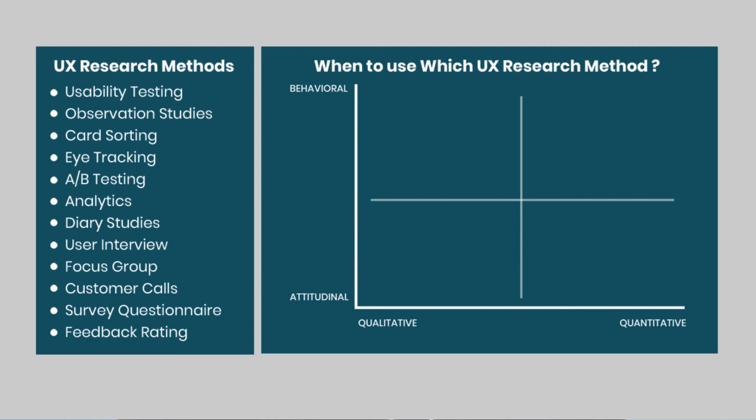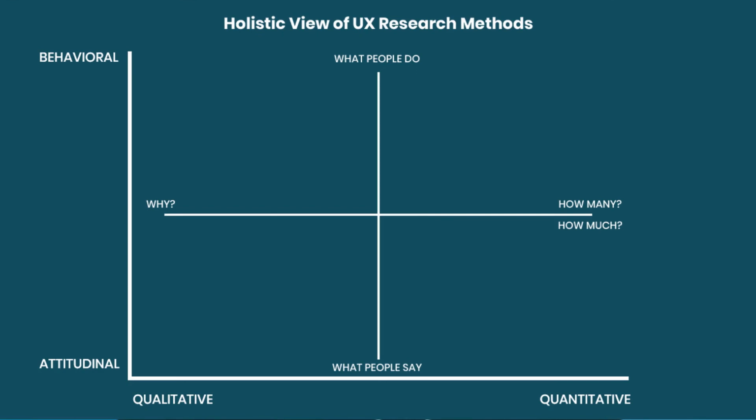When to use which UX research method? As we discussed earlier, when to use which UX research method depends on what you're trying to find out. If you want to learn what people do, then you would apply behavioral research. And if you want to know why they do it, you would apply qualitative research. This would fall under quadrant one. Some of the research methods that fall under this quadrant are usability testing and contextual inquiry.